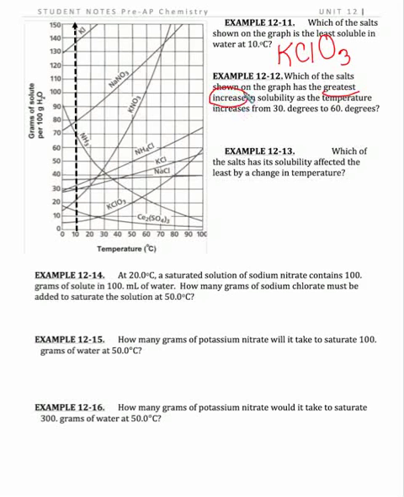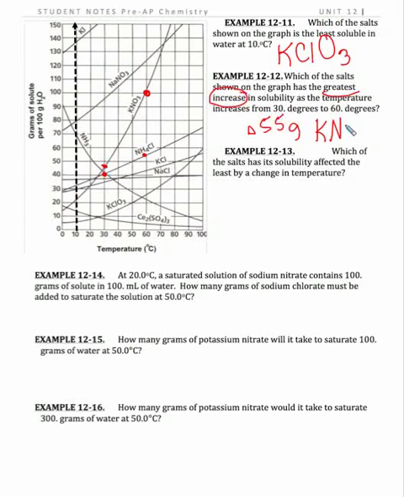Which of the salts has the greatest increase in solubility as we go from 30 degrees to 60 degrees? Really what we're looking at is the one with the biggest slope. You notice that KNO3 goes up the most drastically between 30 and 60. It's going from about 45 to 100 grams, or a change of about 55 grams. Whereas ammonium chloride, just to grab a random one, only goes from 40 to say 55. It was only 15 degrees.